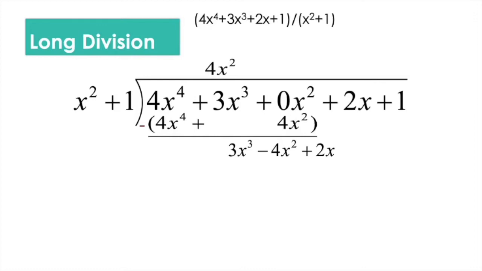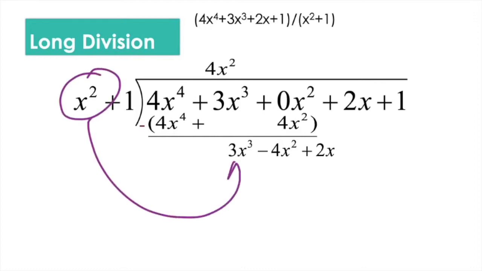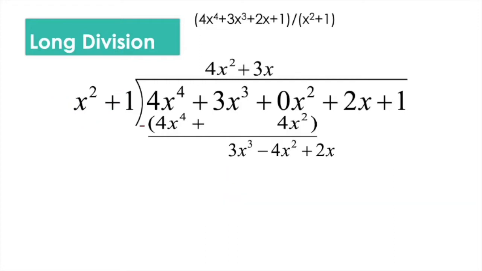Now we're going to ask ourselves, x squared times what gives us 3x to the third? That will be 3x. So when we multiply that 3x to everything, that 3x will be multiplied here and there. We will get 3x to the third, and we're writing that 3x right under the 2x because they're like terms. We will be subtracting. I will subtract both of them. My 3x cubes will cancel out, and we'll bring down that negative 4x squared and the 1x, and we'll bring down that 1 right here also.